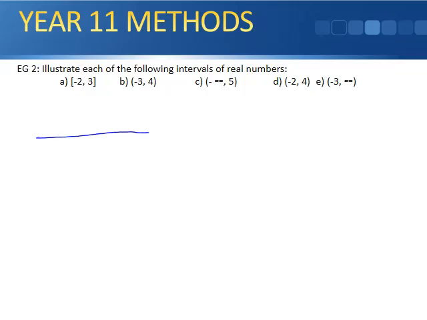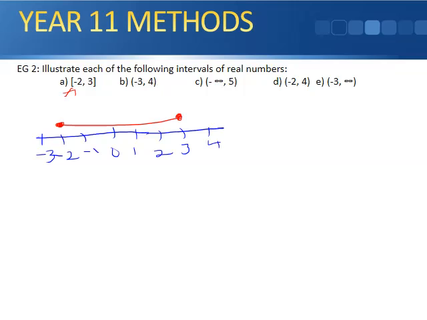Illustrate each of the following intervals of real numbers. So if I was to do this, I'll probably do one on the other. I've got -2, -1, 0, 1, 2, 3. If I was to write this, I would do this interval here. Because this is a square bracket, I shade the -2. The 3 is a square bracket as well. I shade it, so we're looking at that one there.